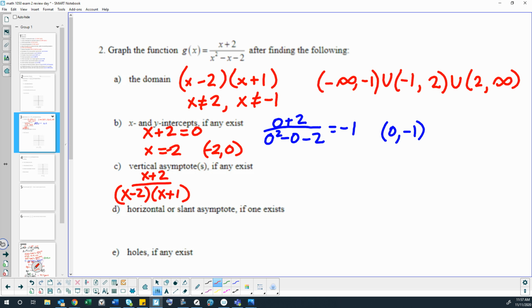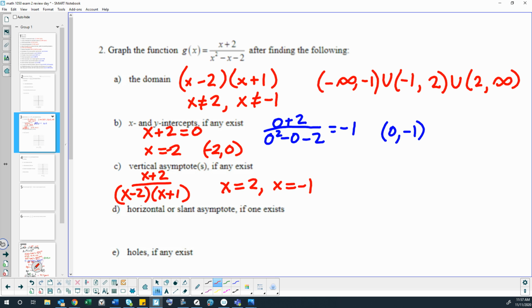That means we do have 2 asymptotes. We have an asymptote at x equals 2 and at x equals -1. But if that sign had matched, if those would have canceled, that would have been a hole, and there would just be one vertical asymptote. So remember that little thing we learned way back when?